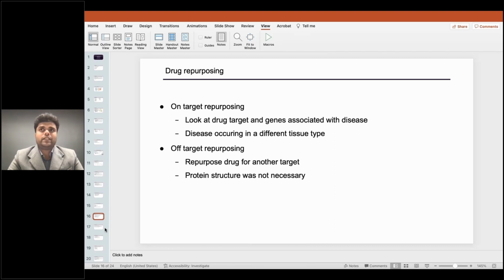One of the interesting things we found is that protein structure is a great amplifier for the results, but it's not fundamentally necessary to get good results.